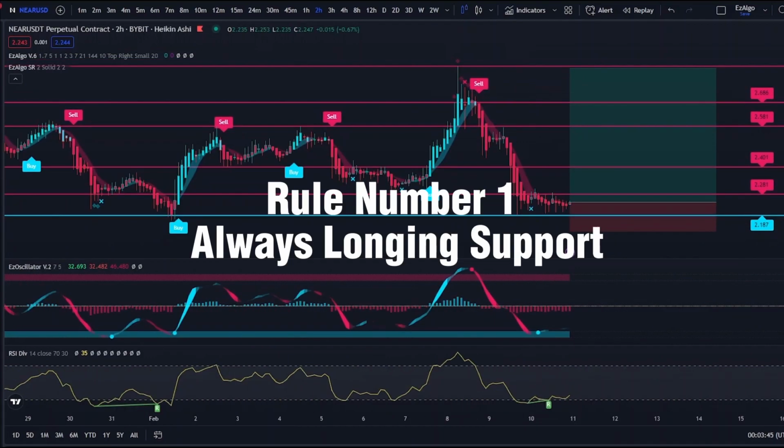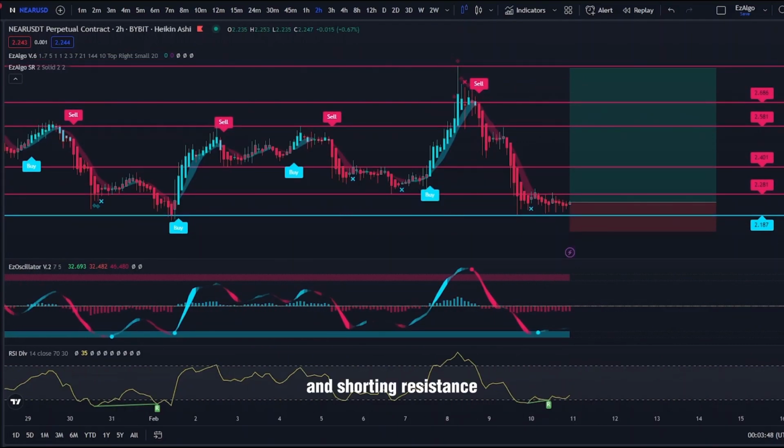So rule number one is always longing support and shorting resistance. 99% of traders fail just by doing the opposite of that. They'll be shorting support and longing resistance, which is the exact opposite of what you want to do.